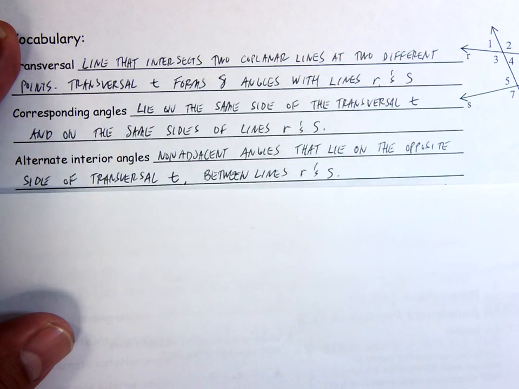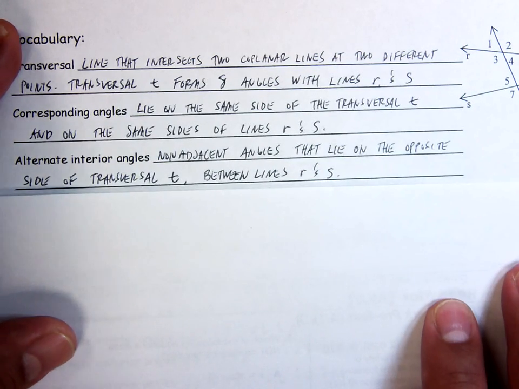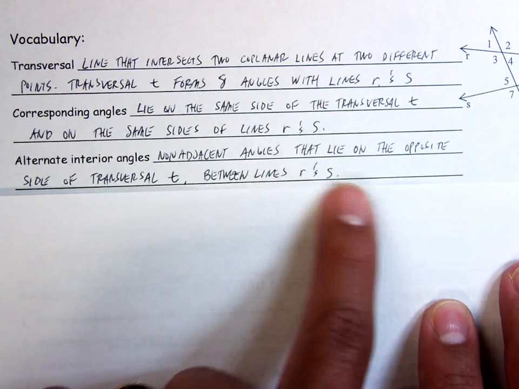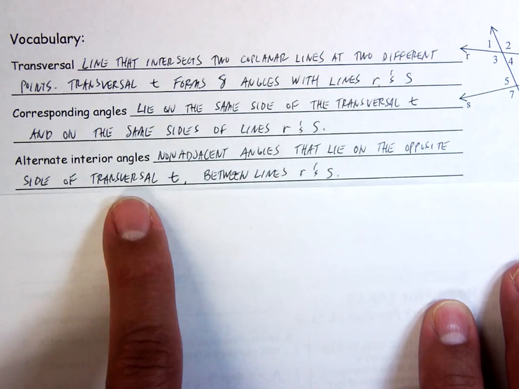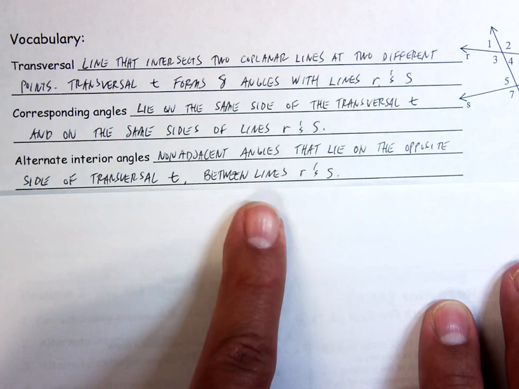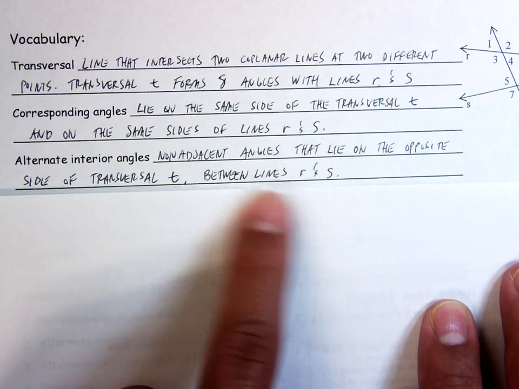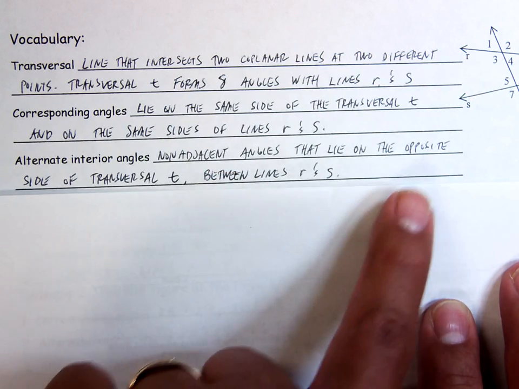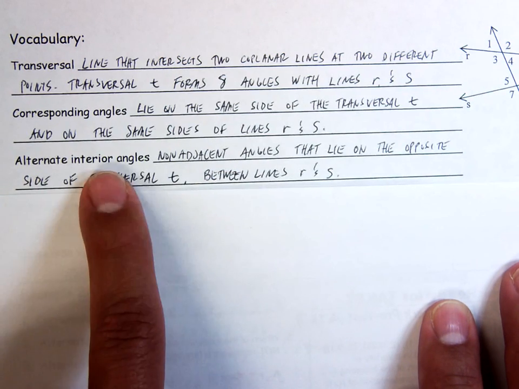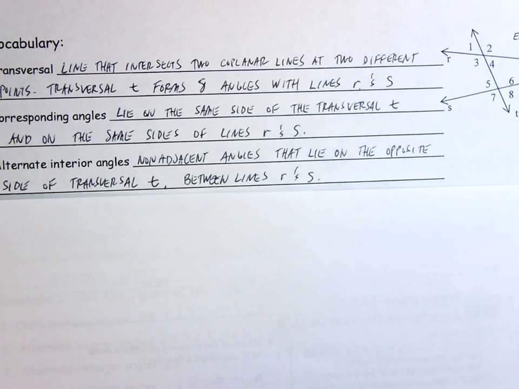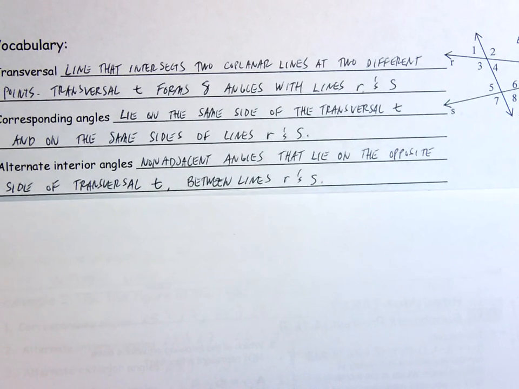Alternate interior angles. They are non-adjacent angles that lie on the opposite side of the transversal T between lines R and S. They are non-adjacent, opposite sides, alternate interior angles. So they are on the interior of lines R and S. So they are between R and S on opposite sides of transversal T.